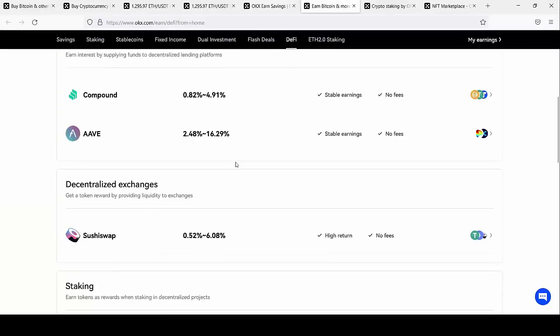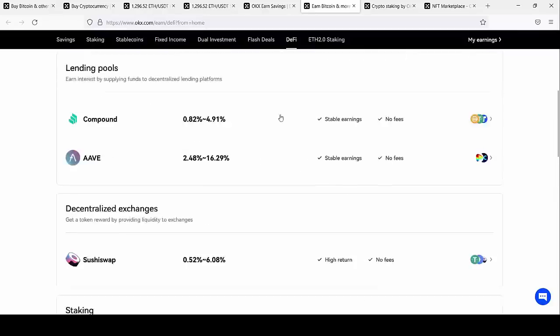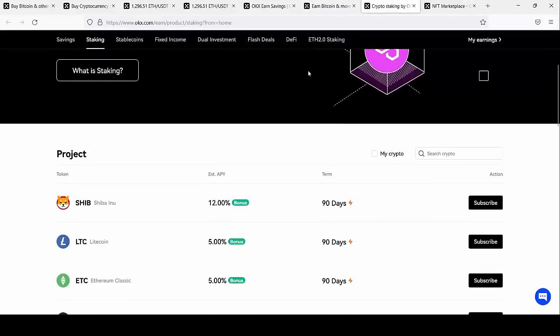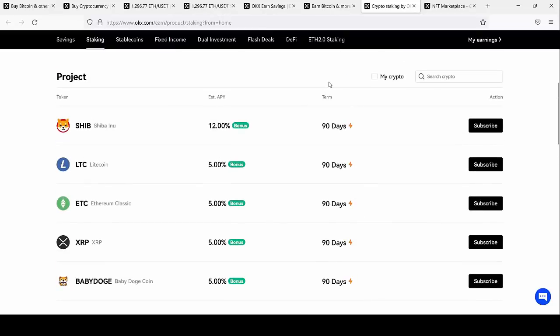There's also DeFi. If you know about exchanges, there are decentralized exchanges that use people's funds as liquidity, and you can provide this liquidity and get a share of the fees that the platform is generating. So about 6% on SushiSwap. This is a pretty nice profit for providing liquidity. With staking, you can stake coins like Shiba, Litecoin, Ethereum, XRP, so you just deposit and make a profit over time on the platform. So this is very nice.